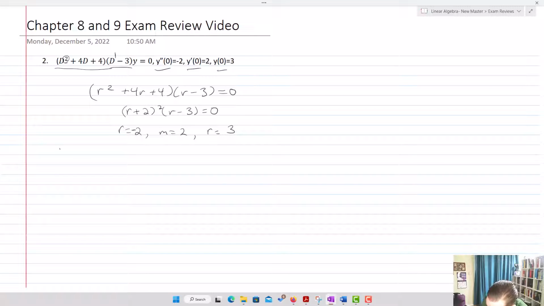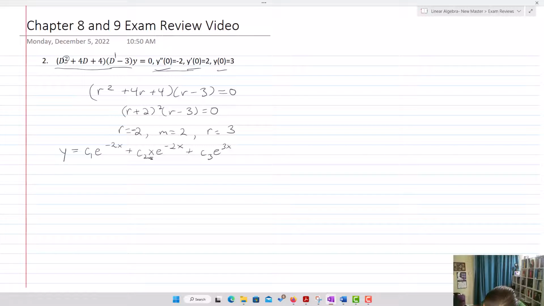So that means that my general solution is going to be y equals c1 e to the negative 2x plus c2 x e to the negative 2x plus c3 e to the 3x. What you should be able to see here is that because I've got the repeated root, that's why I'm adding the power of x in there. Don't forget also you may have complex roots, so make sure that you understand how to create solutions using complex roots. Take a look at my videos on that. But this is going to set up our general solution.